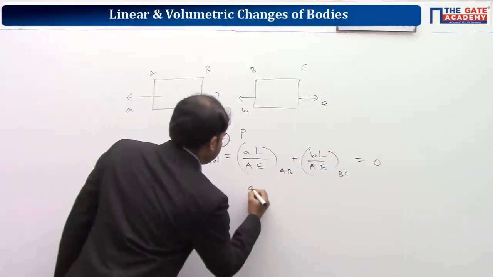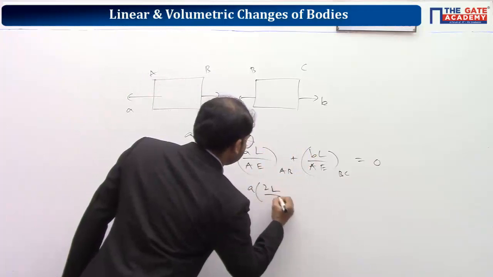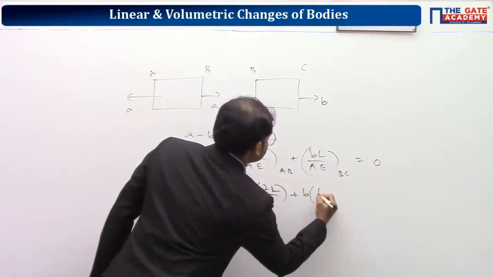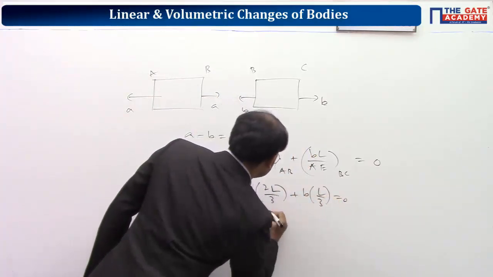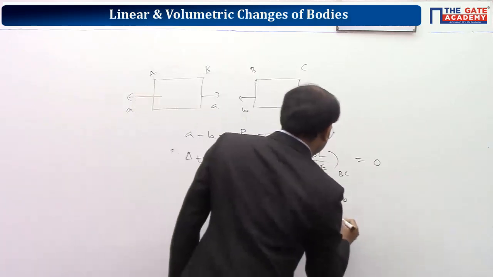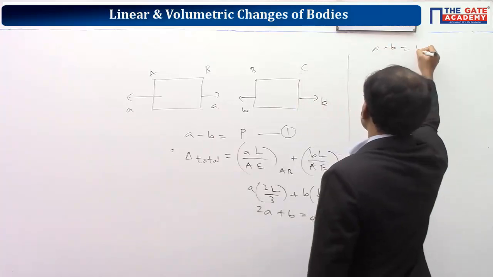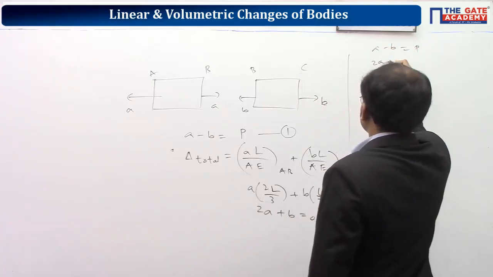Area and Young's modulus are the same. Length of AB part is 2L by 3 plus B into L by 3 is equal to 0. This gives you 2A plus B is equal to 0. It is equation number 1 and it is equation number 2. So if you solve both of them, A minus B is equal to P and 2A plus B is equal to 0.